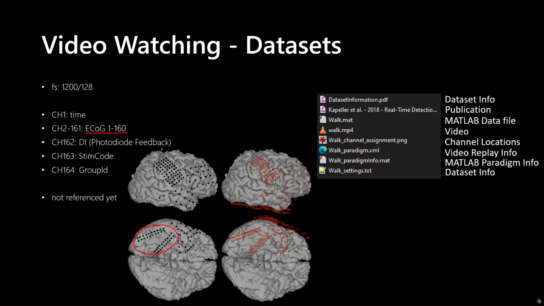You also have a photodiode feedback. So this will be explained in further detail in the dataset information PDF. You have a STIM code and you have a group ID. And the data in this case are not referenced yet. So you will again have to pre-process all of your data.